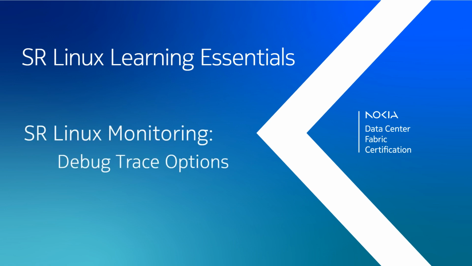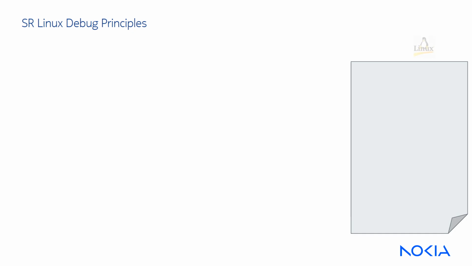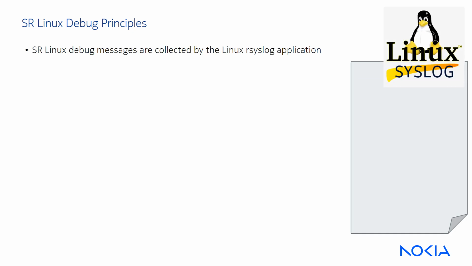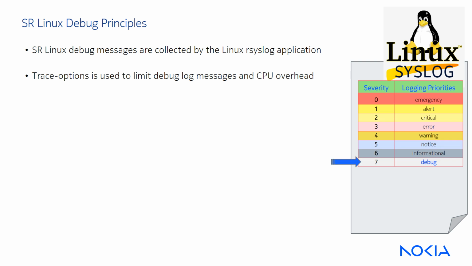This video explains SR Linux debug trace options configuration for troubleshooting. SR Linux logging for debug purposes is based on Linux rsyslog. To limit the number of log messages and the associated CPU overhead, the debug priority works in conjunction with the trace options that are enabled at an application level.